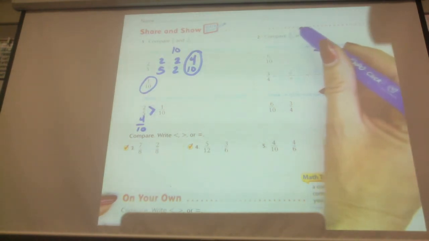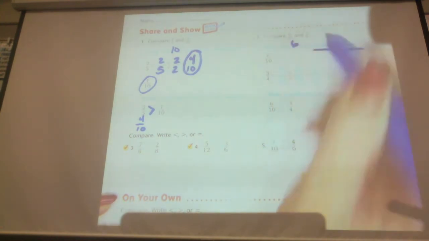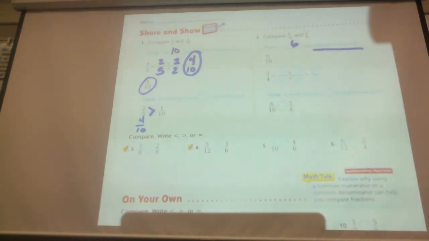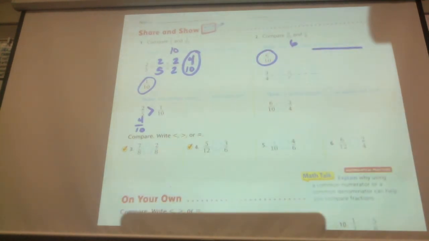3 goes into 6, but 6 doesn't go into 3. So I could use 6. There you go. Okay, so we're going to use the common numerator of 6. This fraction, we don't have to change because it's already 6/10.